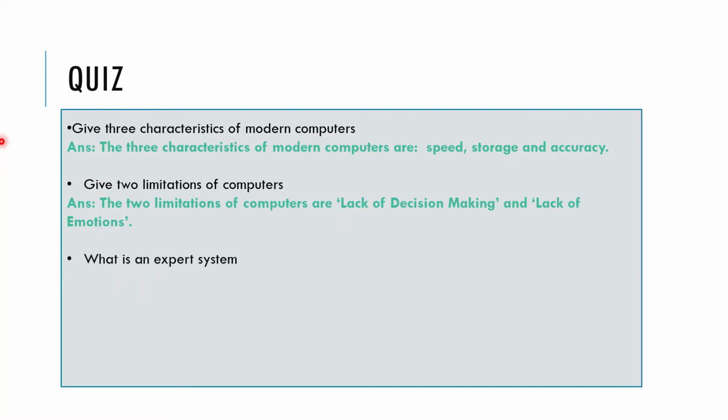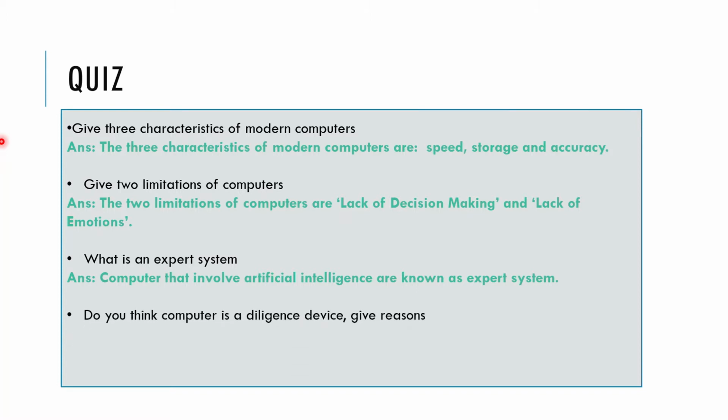The next one, what is an expert system? And the answer is, computers that involve artificial intelligence are known as expert systems. The last one, do you think computer is a diligent device? Give reasons. And the answer is yes, computer is a diligent device because it performs all the operations with the same accuracy. Now, let's discuss chapter 2.